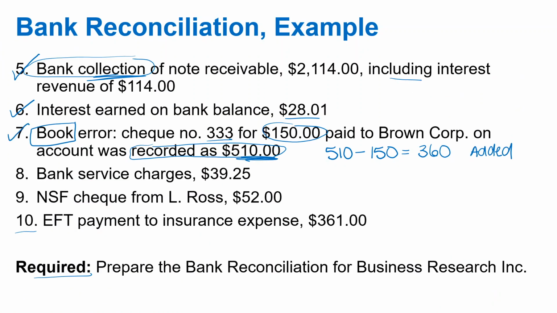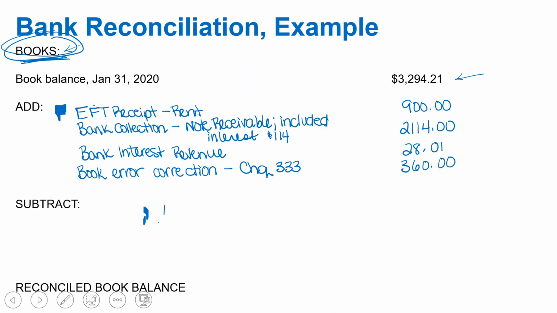Okay, so that's 7. Number 8, there were bank service charges for $39.25. So the bank charged us these service charges for something they did for us. They took this $39.25 out of our account, but nothing's been recorded in our accounting records. Since it's not recorded there, we need to reconcile it on the books balance, and we're going to subtract it because this was money coming out of our bank. So we subtract service charges, and the amount here was $39.25.